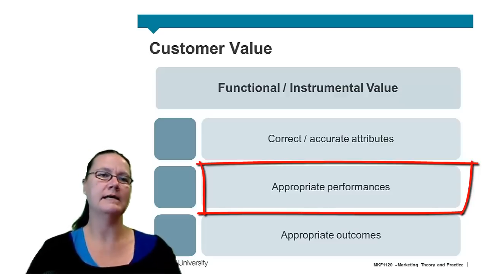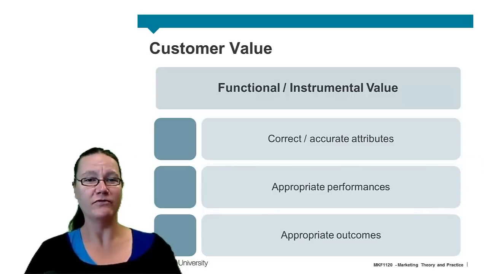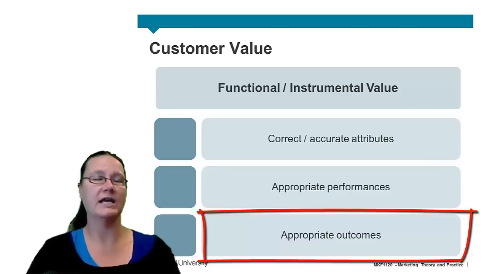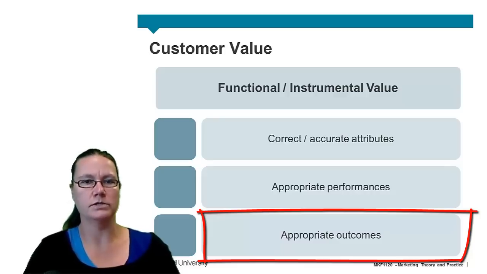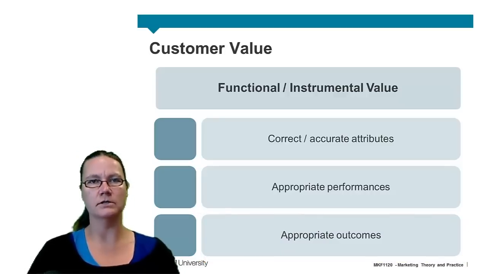So again, it has to have everything we want, but it also has to perform and deliver what we want it to deliver. And by performing in that way, we actually get the outcomes that we want from the product as well. The car gets us to where we want to go. The university degree that we choose gets us the job that we want. So these are the types of things that we're looking at when we're looking at functional and instrumental value. Does it do what it's meant to do?